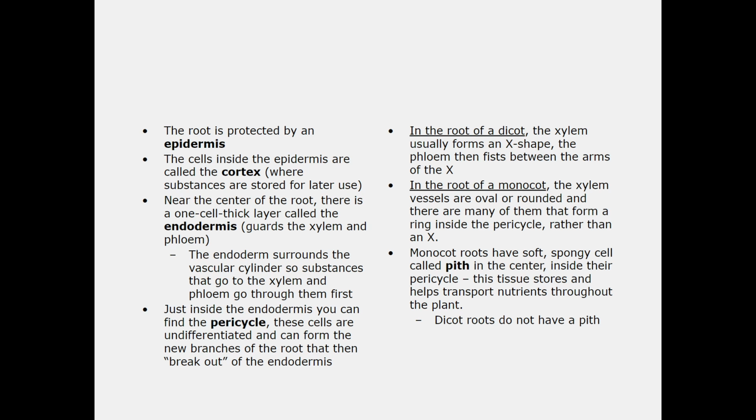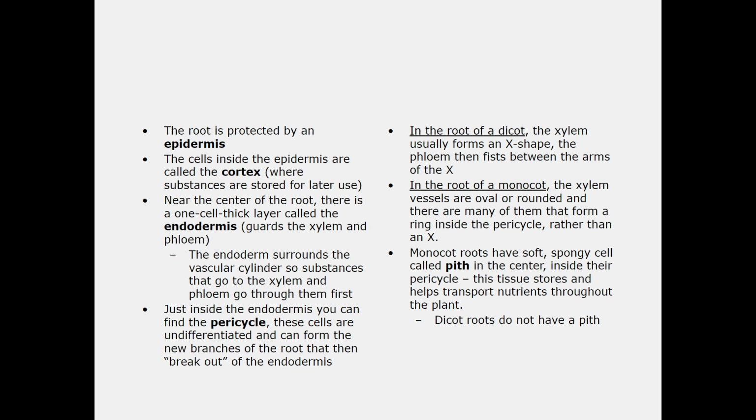throughout the cell. Near the endodermis, you find things like the pericycle, cells that are undifferentiated and can form new branches of the root if needed. They would just break out from the endodermis to do so. And the root itself was protected by that epidermal cap. We see that around even the newest branches of roots. And the very central part of roots is considered the cortex, and that would be where substances are going to be stored for later use.